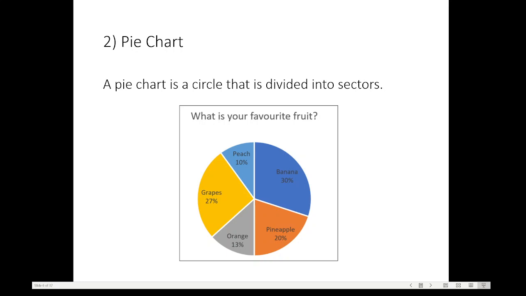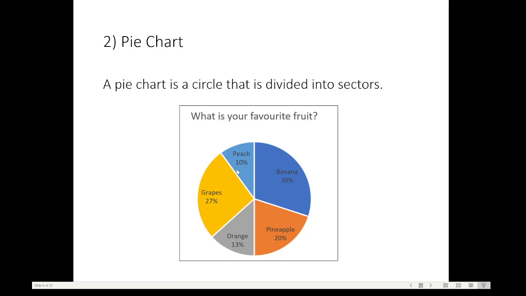So for example, in this case, you have: what is your favorite fruit. That is your variable. Favorite fruit is your variable, right? This is a qualitative variable, and the attributes are the types of fruit here: banana, pineapple, orange, grapes, and peach.